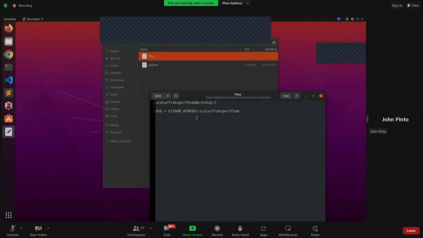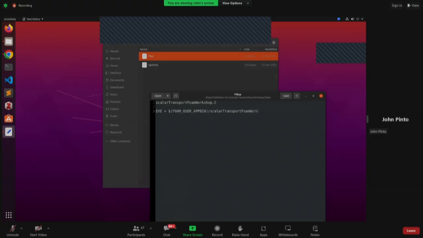FOAM_APPBIN, right? But this app bin, whichever is there over here, is not accessible to us. In FOAM_APPBIN is where your default executables that come with your OpenFOAM are stored. But we have another app bin called user app bin, FOAM_USER_APPBIN. So this gets stored in your user app bin, and here it will be stored with the name scalarTransportFoam. But now I need to change that name as well.